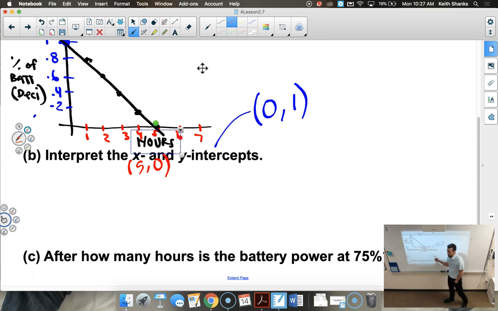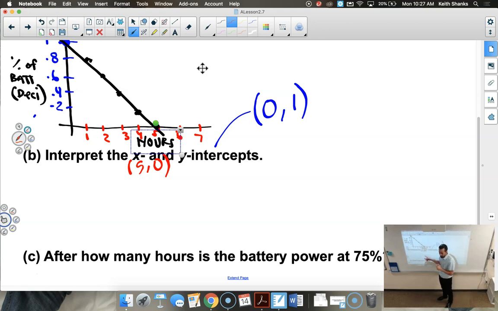So it says interpret these. Interpret doesn't mean write down this, 5, 0. And it doesn't mean write when x is 5 when y equals 0. No. We want in context. Please understand this. 5, 0 could mean anything depending on the context. Does that make sense? It can mean lots of different things. Okay?